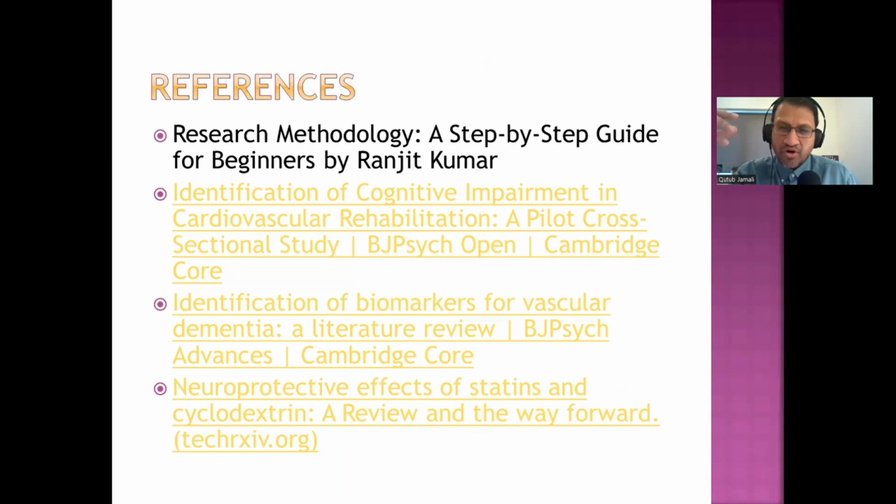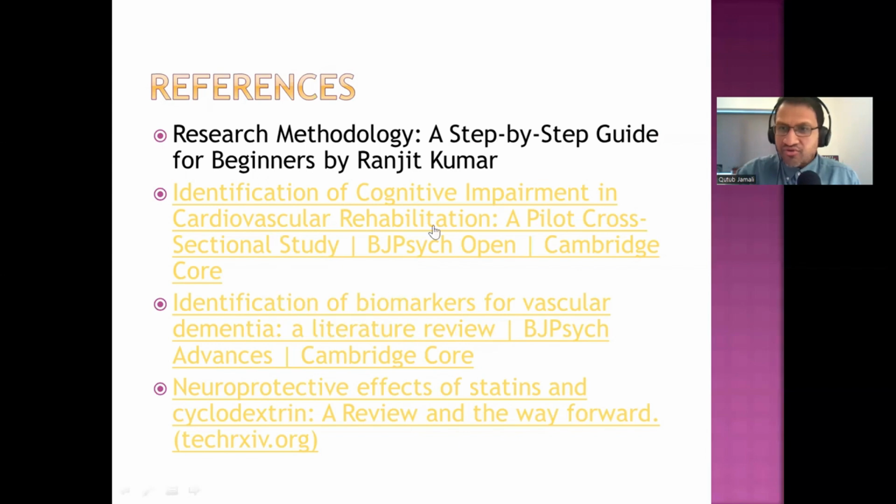What I would suggest is that if you want to, just read up a bit more about the research and methodology. I really like this book, A Step-by-Step Guide for Beginners by Ranjit Kumar. It was very useful. So if you've got time, please go through this. You can read up some chapters from this book. It was very useful for me. I will put the links to my publication so you can look into it in detail. I will not talk about this in detail now, but whenever you get time, just look into this.